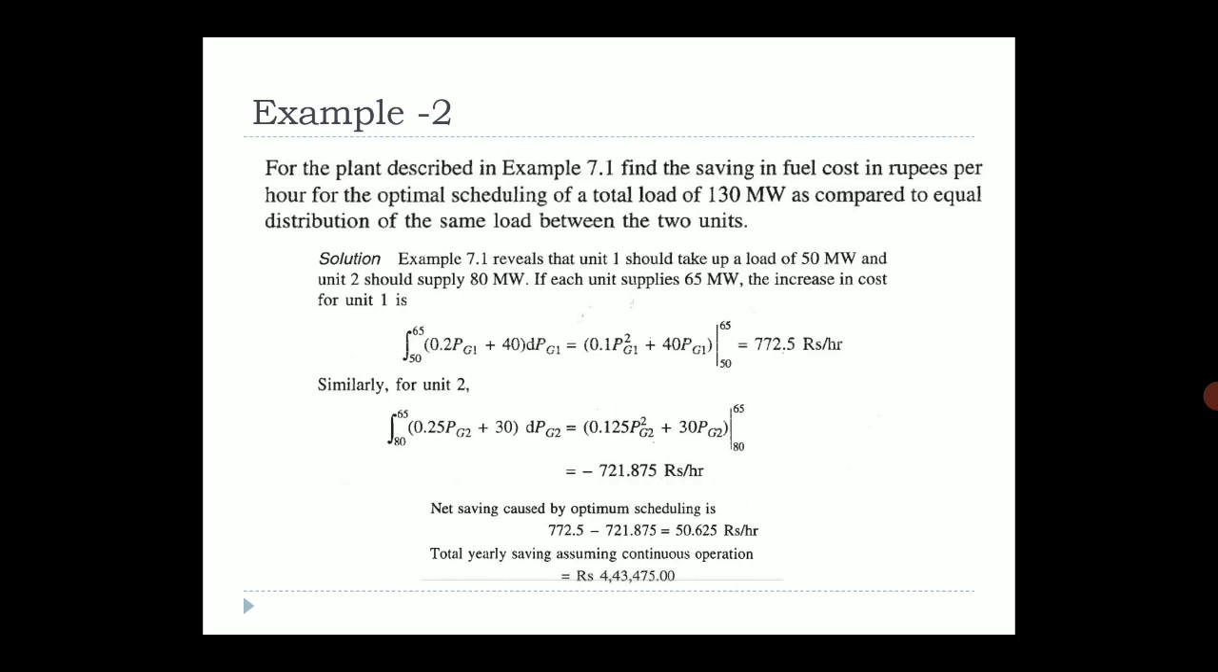Similarly for unit 2, it was 80, now you are saying 65. So you have to reduce. The reduction in the cost would be 721.